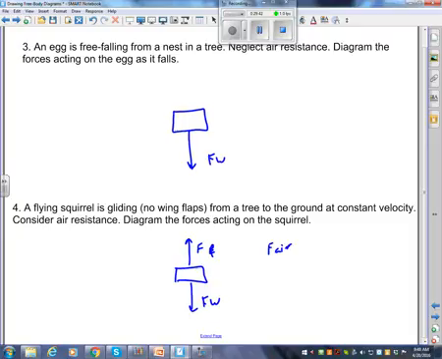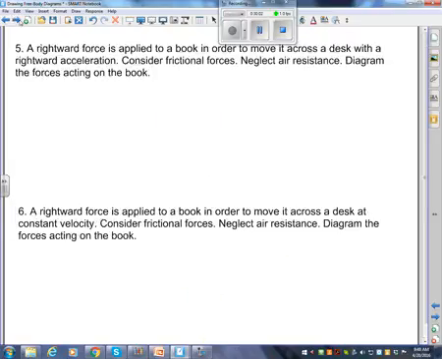Some people want to do this, right? Because they know that he's falling and the air resistance is also down. I'm okay with that in this case, because he's actually going to be slowing down. There's going to be a net force that's going to be slowing him down. Okay, so you guys go ahead and try the rest.